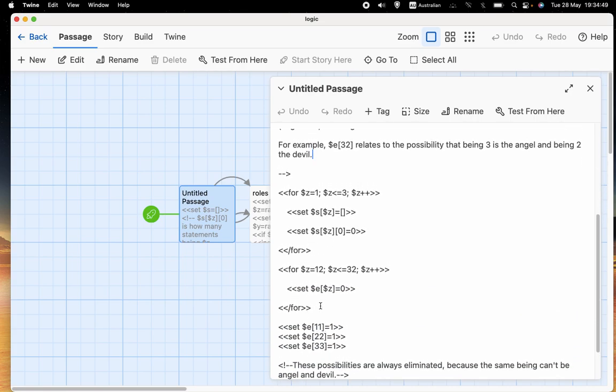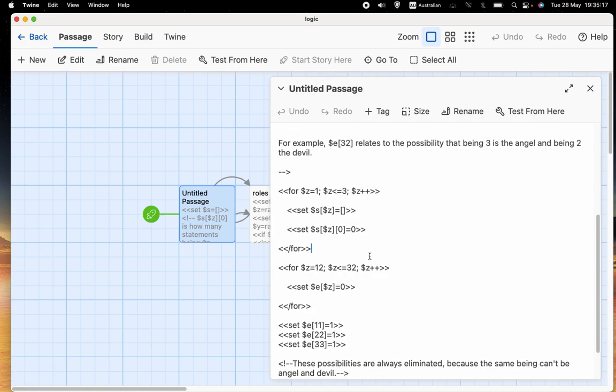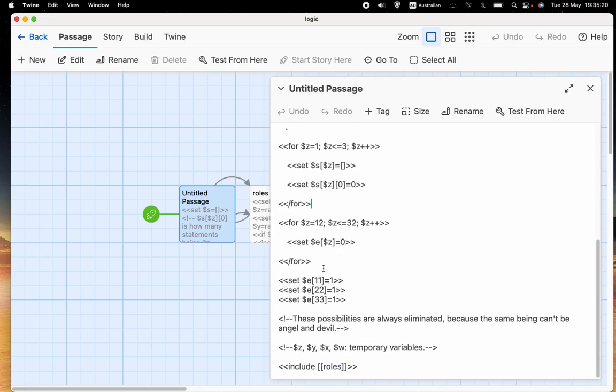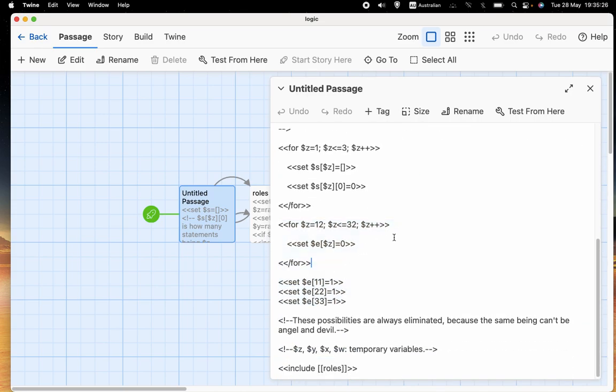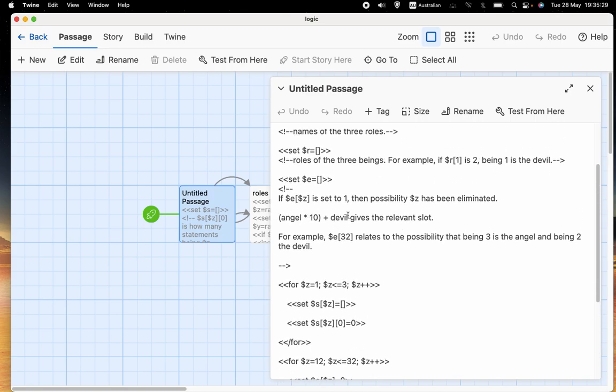Okay, so this is setting up S, and this is setting up E. We have a for loop that goes from 1 to 3. We set S[Z] to itself be an array, and then we set S[Z][0] to be 0 because, of course, at the beginning of the run of the program, we haven't assigned any statements to any of the beings yet. Then we set up E, and we start because of this formula of angel times 10 plus devil.